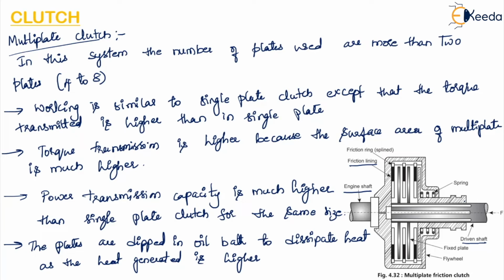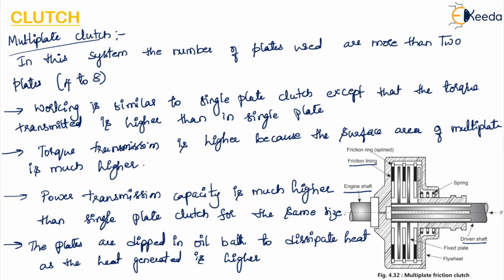So the working is similar to that of a single plate clutch, but the only difference here is there are more plates provided with the friction lining on each plate, and the torque which is transmitted to the driven shaft is more when compared to that of a single plate clutch. Because the torque is more, even the power transmission capacity is more for the multi-plate clutch.